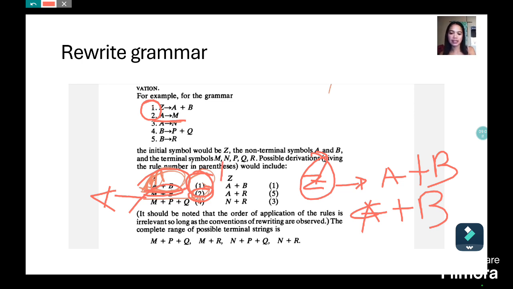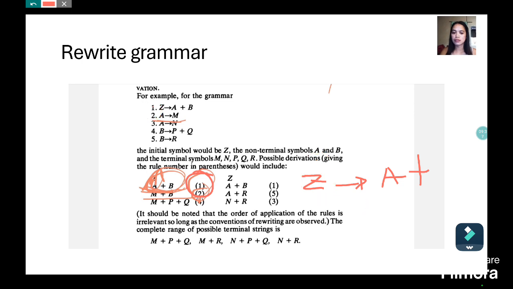Next, in this category, Z is the initial symbol. The non-terminal symbols are A and B, and the terminal symbols are M, N, P, Q, R. So in rewrite grammar, the initial symbol here is letter Z. We're going to apply rule 1. Z replaces A plus B. So here is rule number 1.